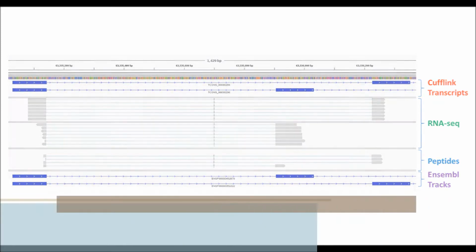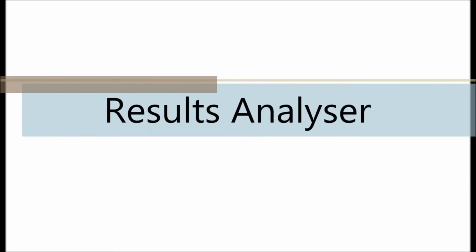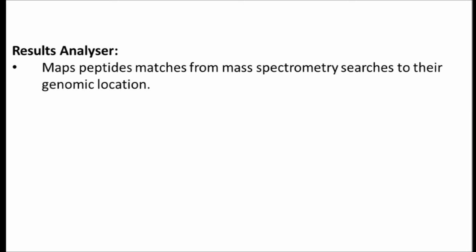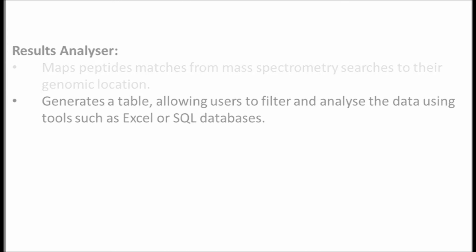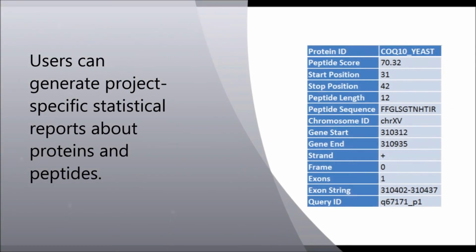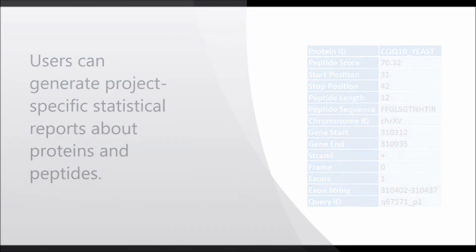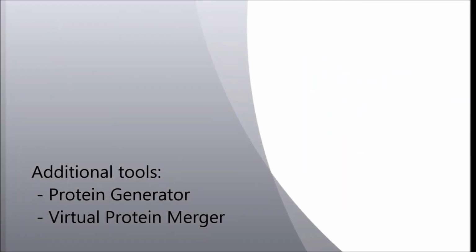We have also developed the Results Analyzer tool, which maps peptide matches from mass spectrometry searches to their genomic locations. The tool then generates a table, allowing users to filter and analyze the data using tools such as Excel or SQL databases. By filtering and analyzing the data, users can generate their own statistical reports of proteins and peptides depending on their precise application. We have also developed additional tools which are focused on bacterial analyses.